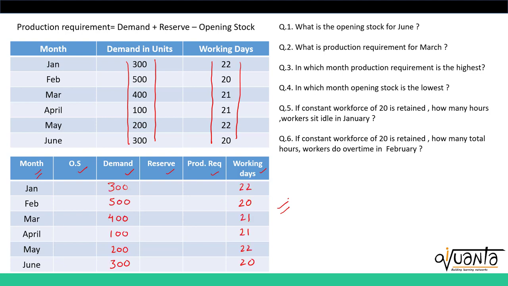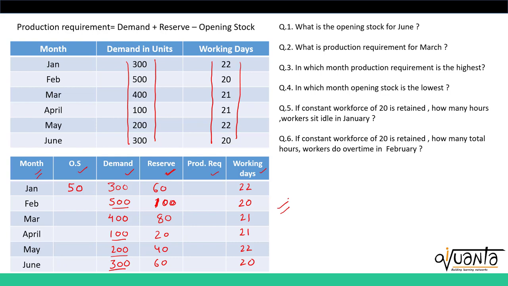Now the working days column and the demands column remain the same, so we'll fill the second table with the same data. Then we know that the reserve or the safety stock is nothing but 20% of demand in units of every month. So 20% of 300 gives us 60, 20% of 500 gives us 100, then 20% of 400 gives us 80, 20% of 100 gives us 20, 20% of 200 gives us 40, and 20% of 300 gives us 60.